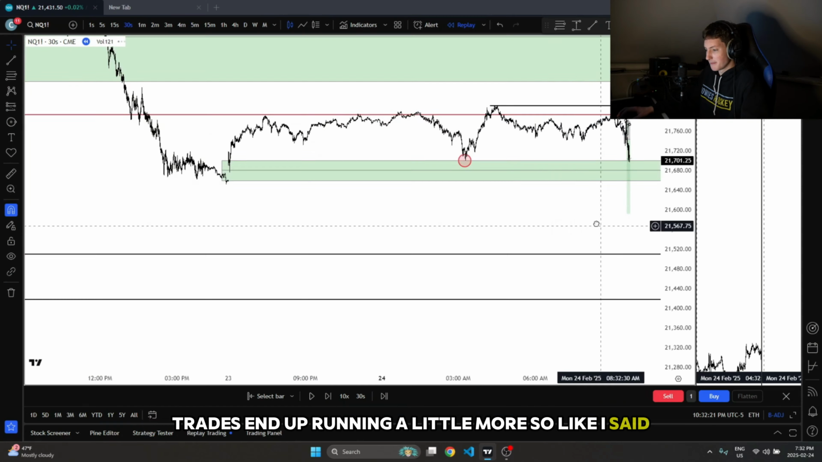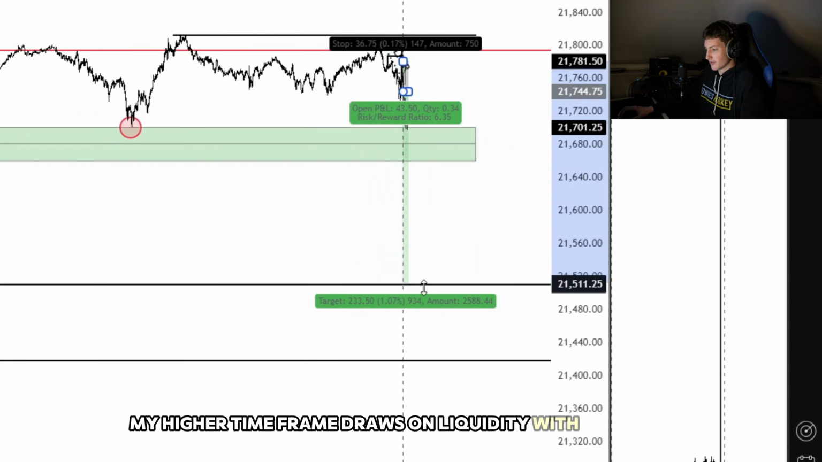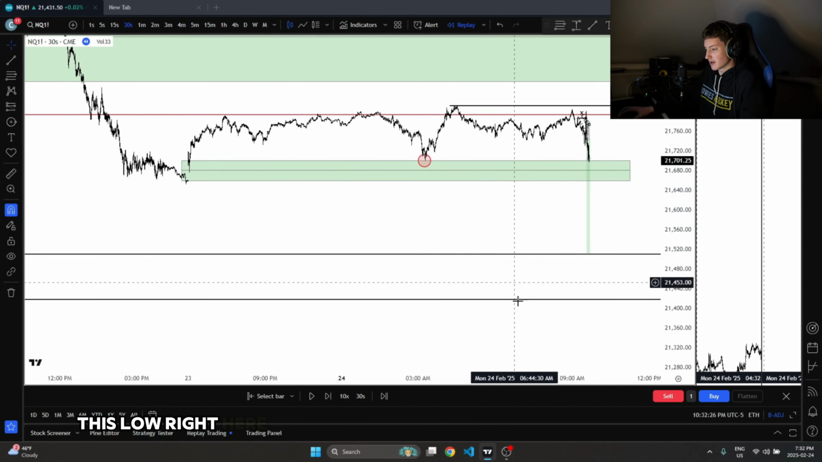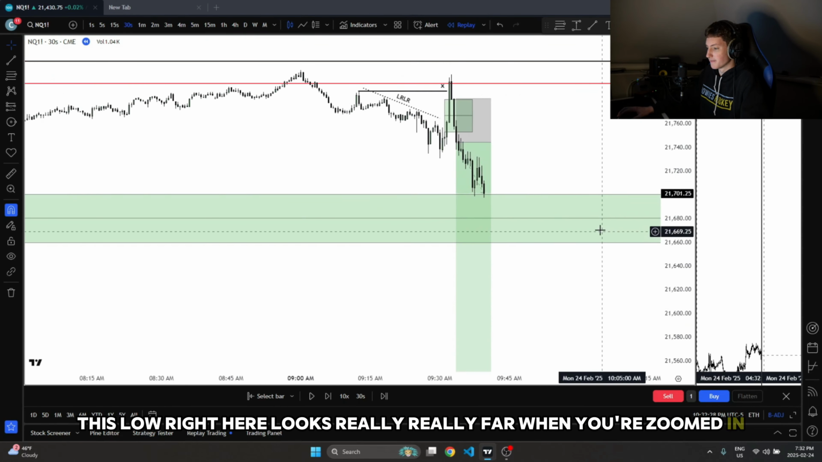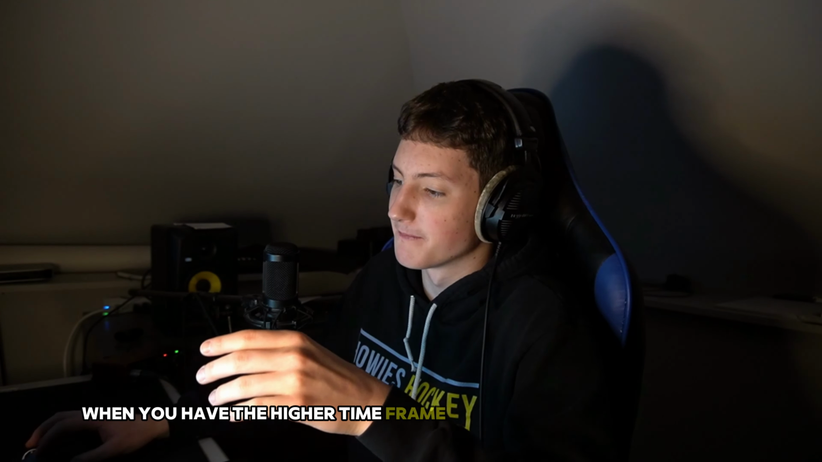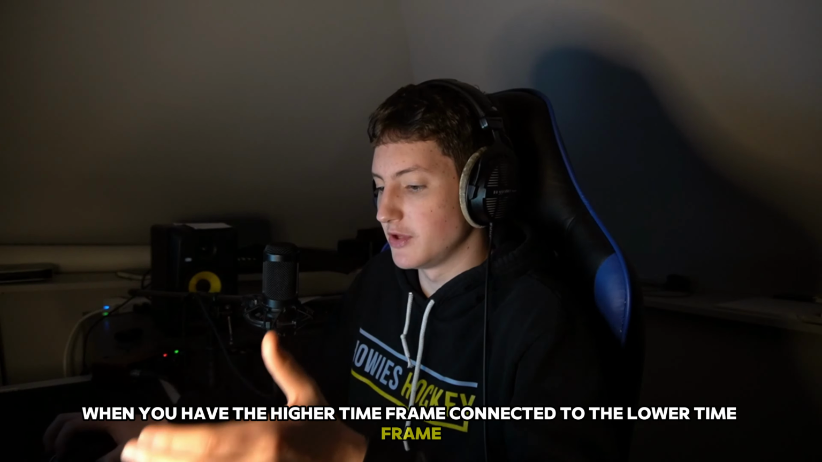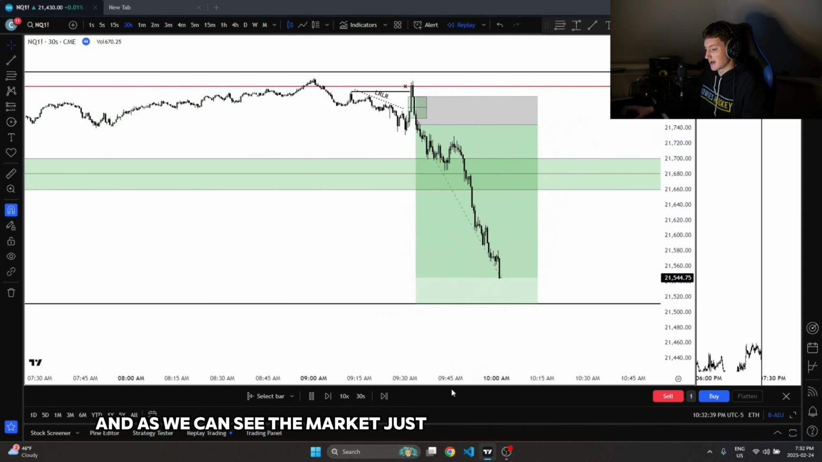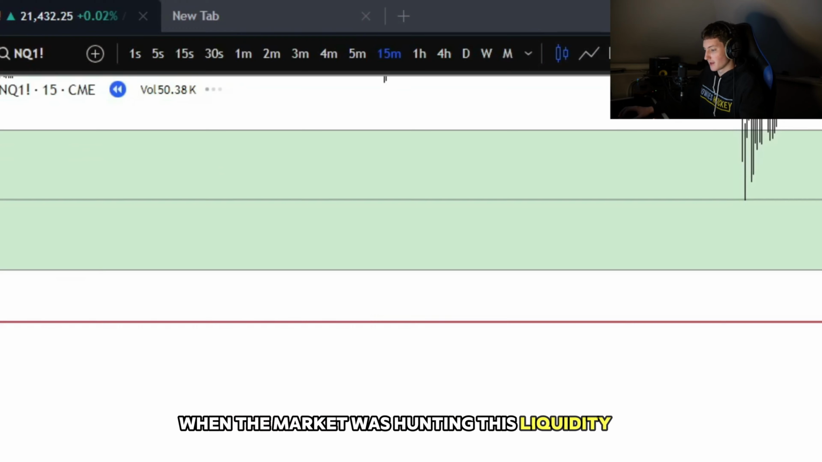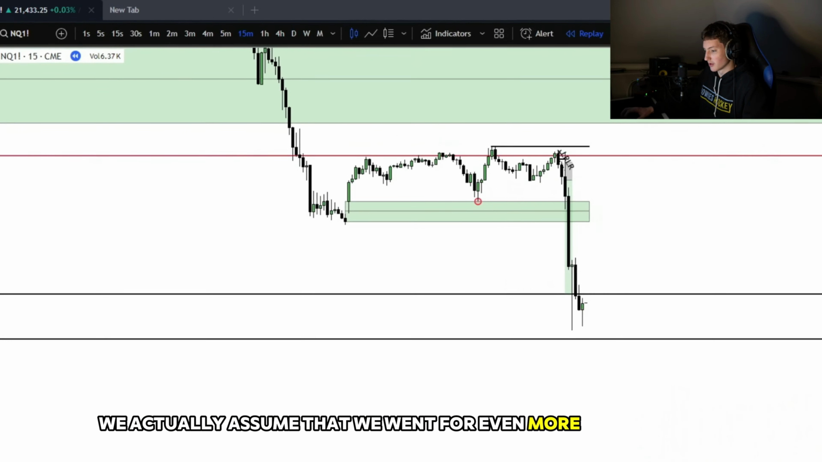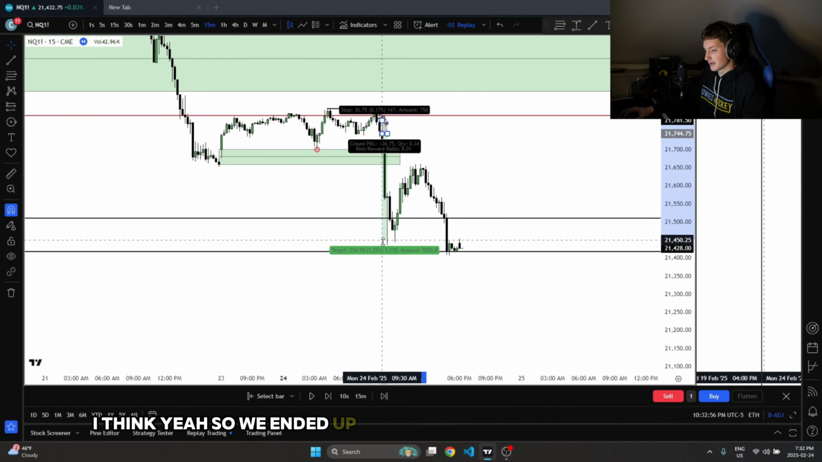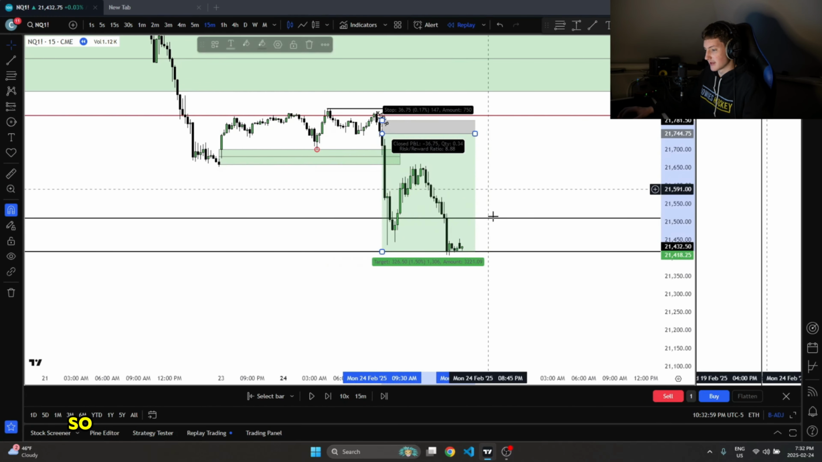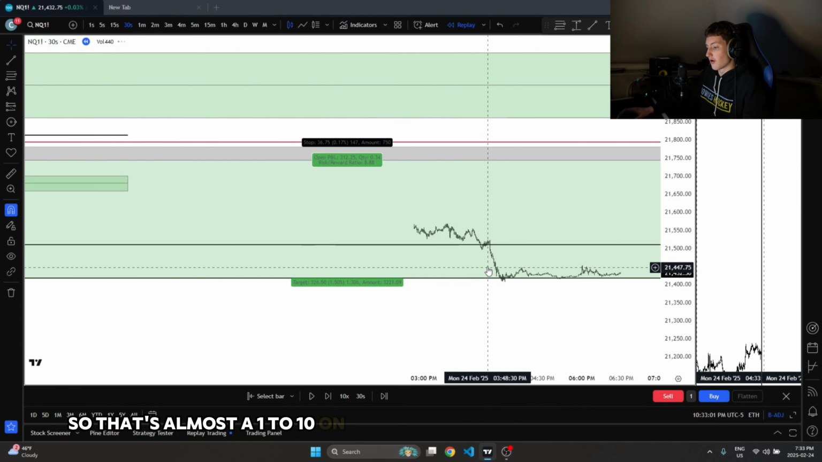So like I said, my higher time frame draws on liquidity were these lows. So for example, this low right here looks really, really far when you're zoomed in, but when you have the higher time frame connected to the lower time frame, you can start to catch really, really big moves like this. And as we can see, the market just absolutely tanks to this low. We were definitely in the time of the market when the market was hunting this liquidity. If we actually zoom out, we went for even more liquidity here, I think. Yeah, so we ended up taking out the second low right there. So that's almost a 1 to 10 RR in this trade.